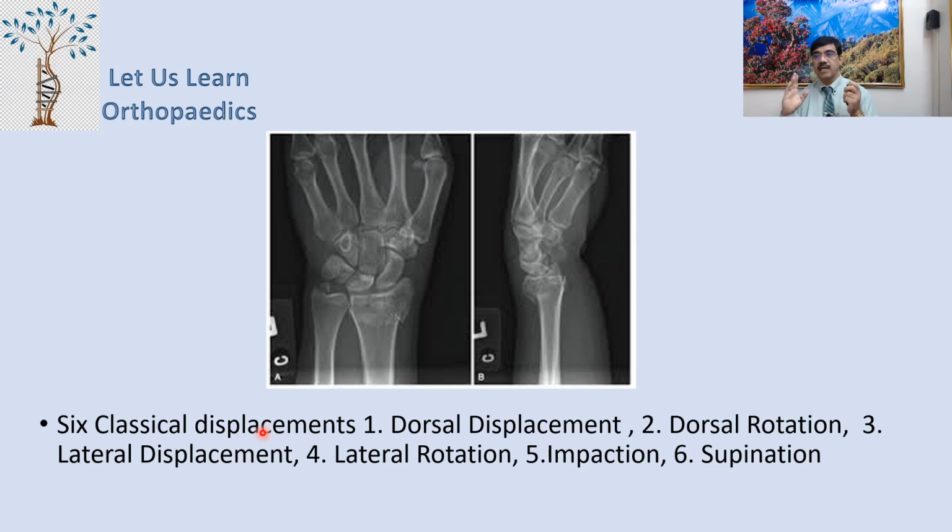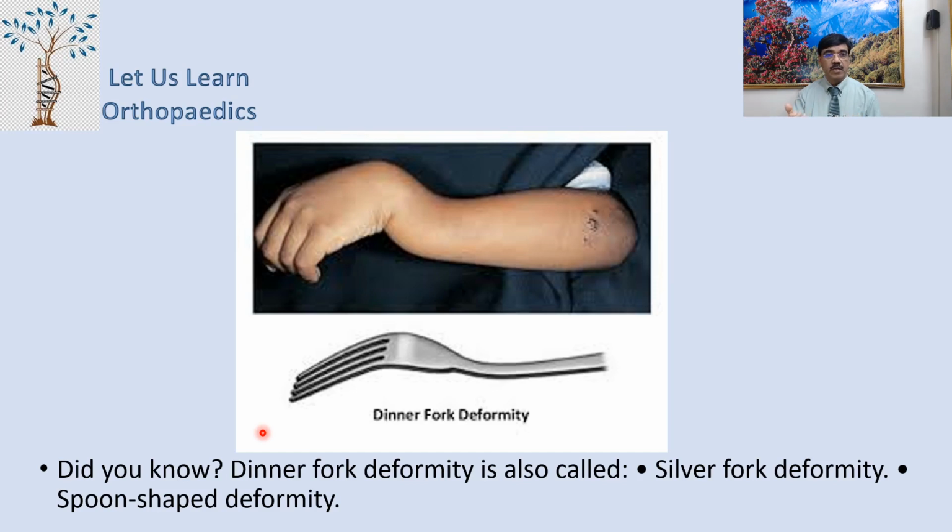Now there are 6 classical displacements described in a Colles fracture, namely the dorsal displacement 1, dorsal rotation or tilt 2, lateral displacement 3, lateral rotation or tilt 4, then the impaction, and finally the distal fragment gets supination. The dinner fork deformity is also sometimes called a silver fork deformity or a spoon-shaped deformity.